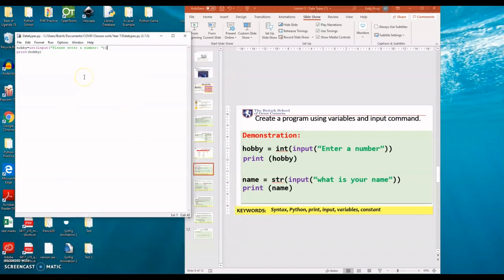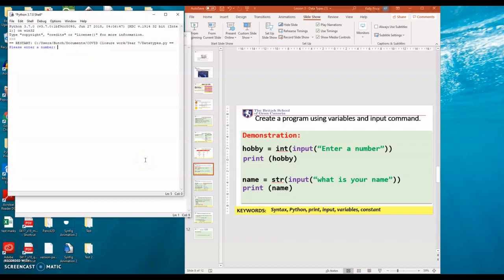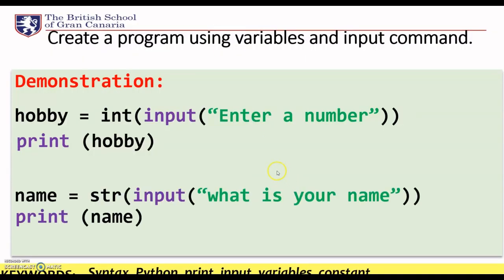This is why data types are important. Now if I was to change this input to name, str, a string, and then put in my hobby, for example volleyball, then it will print volleyball. Right, so let's carry that on.